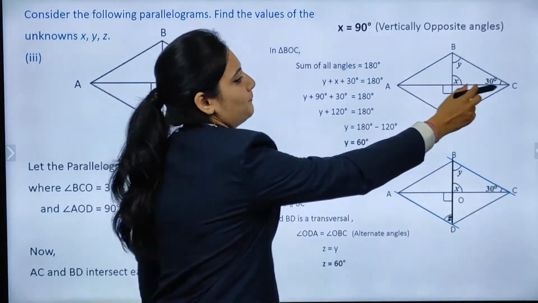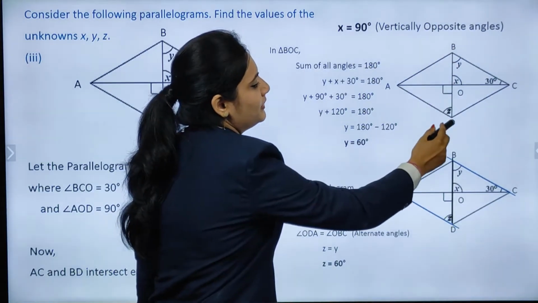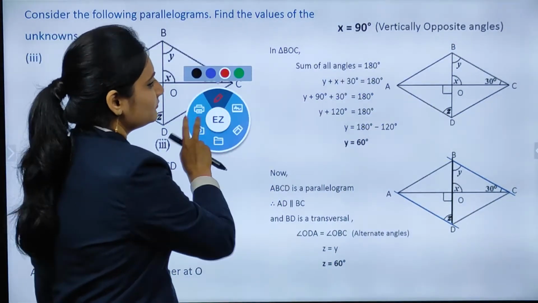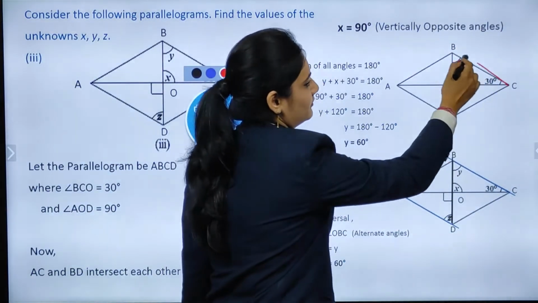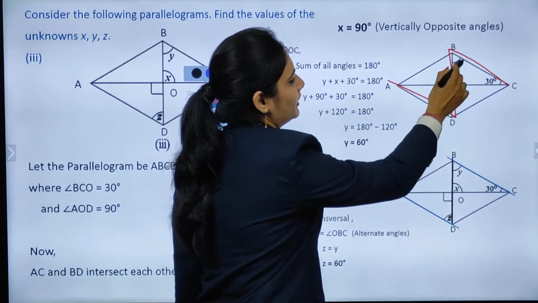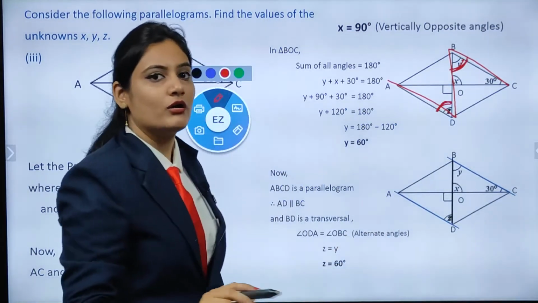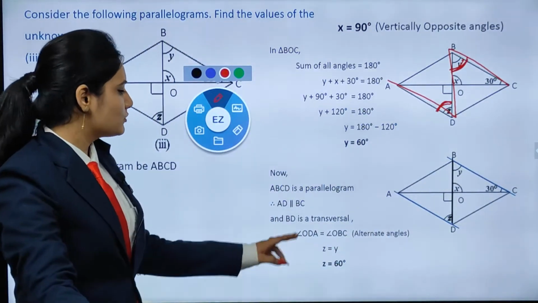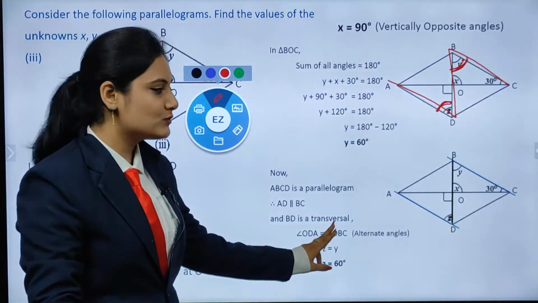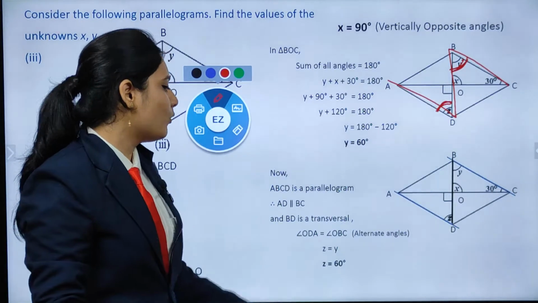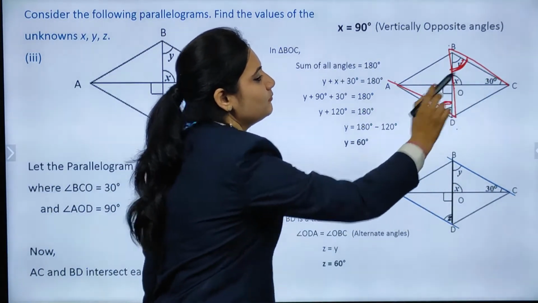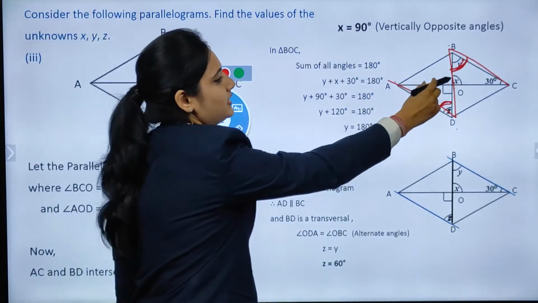See children, BC, then BD and DA, it is forming what? It is forming a Z, right? When it is forming a Z, alternate interior angles are formed, and alternate interior angles are equal. So here, as AD is parallel to BC, BD is the transversal. So we can say that angle ODA and OBC both will be equal. Now what is the OBC angle?